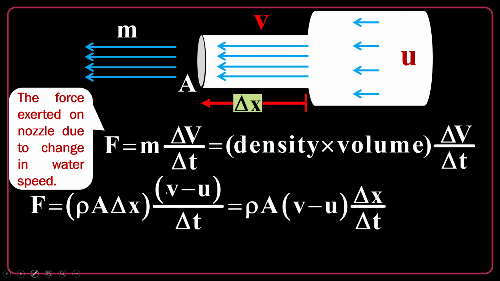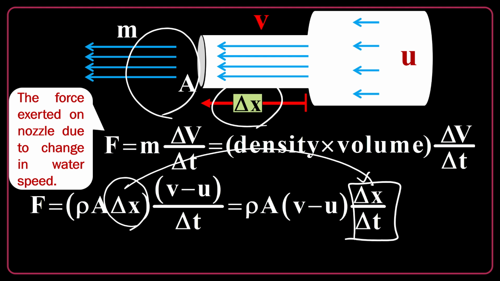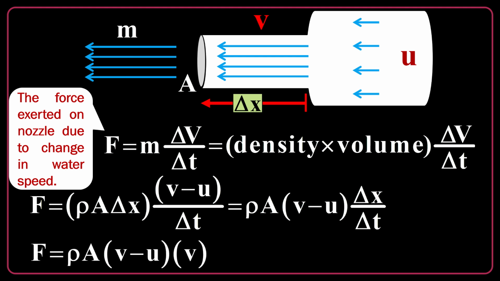Then we can rearrange the equation and take the delta x here to make a fraction, delta x over delta t. Look at the output here. The delta x over delta t is exactly something which is called the v, the output speed. So we keep rho A, V minus U, times V, the output speed. This is the force, action or reaction force, due to change of speed inside the hose.